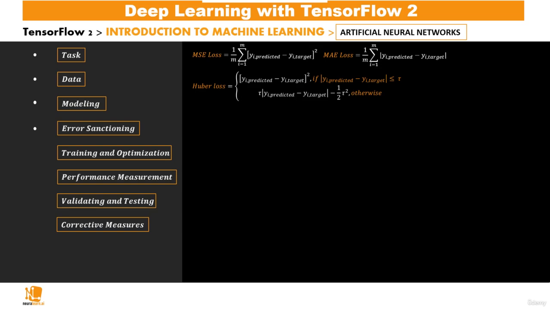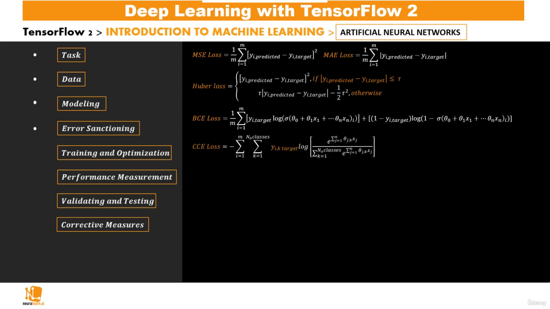Now, if we're working with a classification problem, then we could use the BCE loss, that's the binary cross entropy loss, when the number of classes we have to work with is equal to 2. And when the number of classes is greater than 2, we have the categorical cross entropy loss, which is the CCE loss.